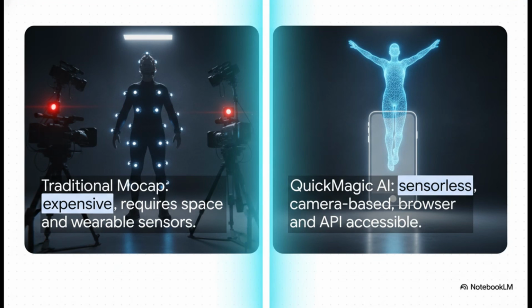Okay, let's dive into this and compare the two. Traditional mocap needs dedicated physical space, highly specialized wearable gear, and a seriously hefty budget. QuickMagic AI, on the other hand, is entirely sensorless. It relies simply on standard camera footage. You don't need a dedicated studio, you literally just need a web browser or their API. It completely democratizes motion capture, basically turning a smartphone in your bedroom into a fully functional mocap volume.